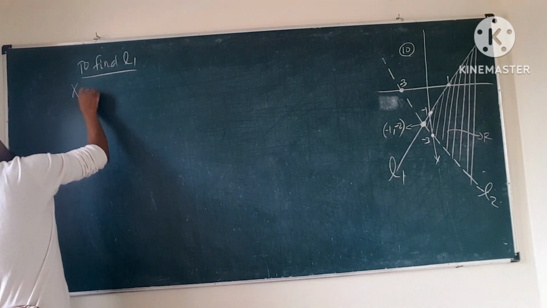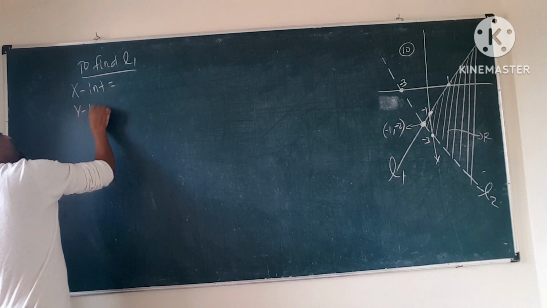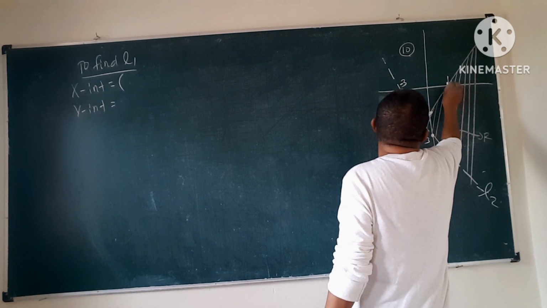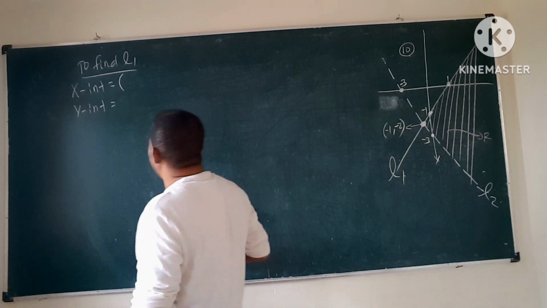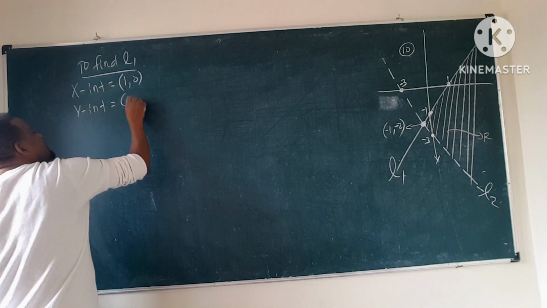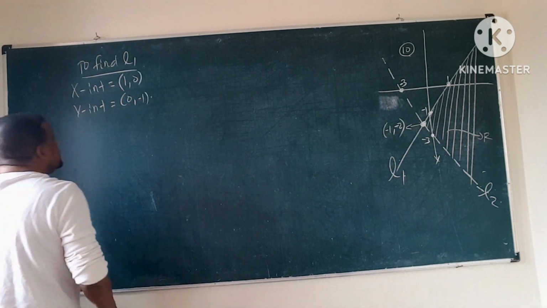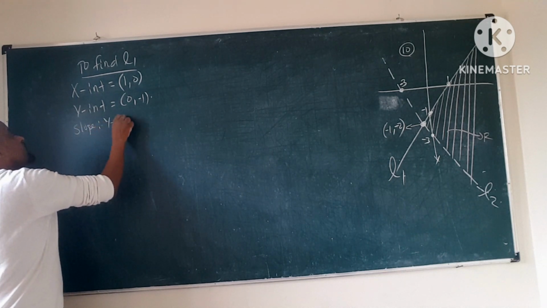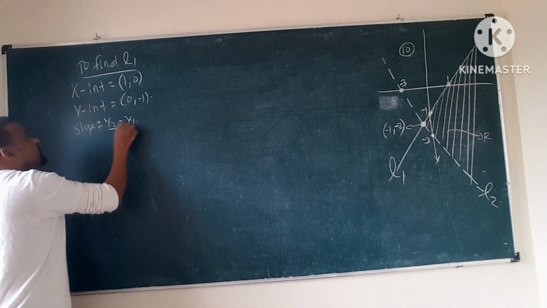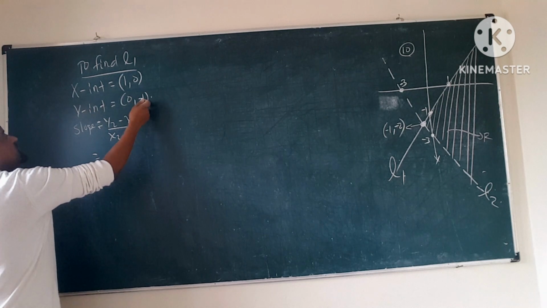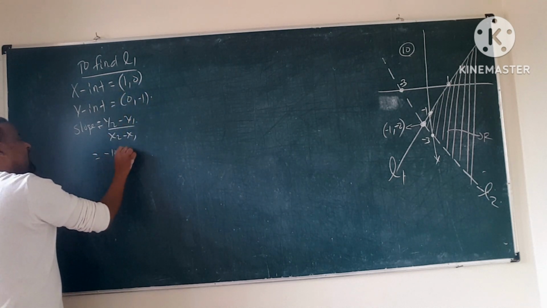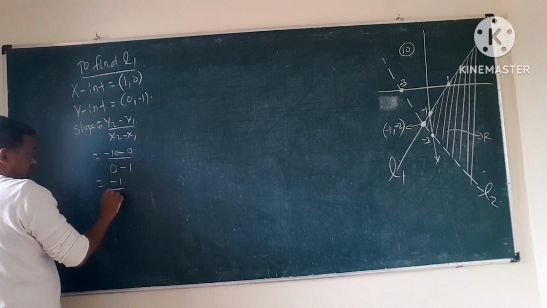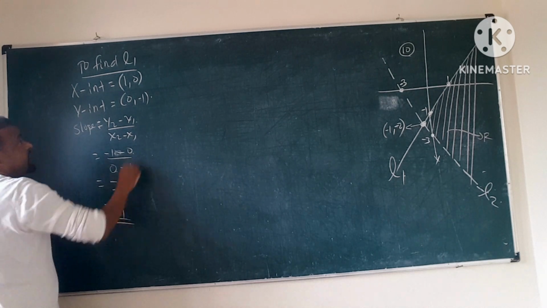What about the x-intercept and y-intercept? The x-intercept is (1, 0) and the y-intercept is (0, negative 1). So the x-intercept is (1, 0) and (0, negative 1). Now you find the slope. Slope is equal to y2 minus y1 over x2 minus x1, which is negative 1 minus 0 over 0 minus 1, so negative 1 over negative 1, which is 1.